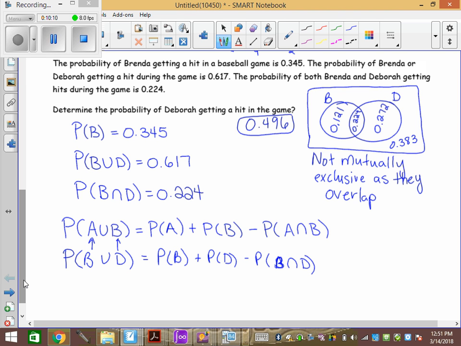So let's fill in what we do know. We know the probability of A or D. It's 0.617. What's the probability of B? 0.345. Probability of D is what we're finding, right? Minus the overlap.